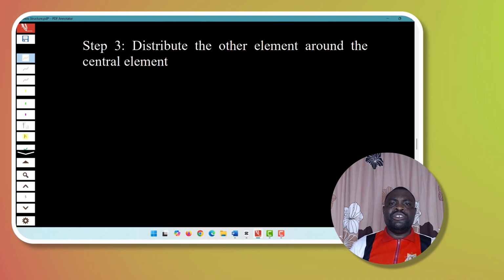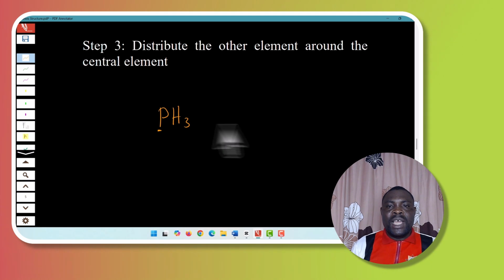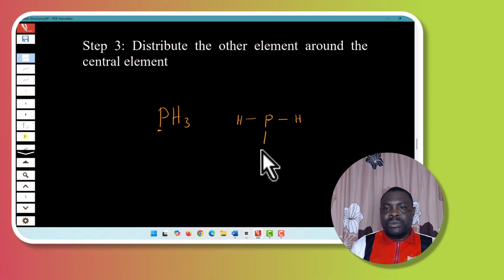Step number 3 is to distribute the other elements around the central element. Let's take, for example, phosphine. Now, hydrogen cannot be a parent element. The parent element is phosphorus. So if phosphorus is the parent element, the other element is hydrogen. So let's distribute. We have phosphorus, the parent element. We distribute the hydrogen around the parent element.